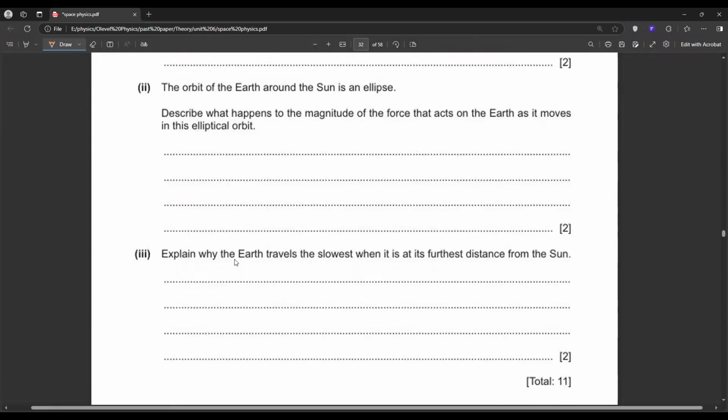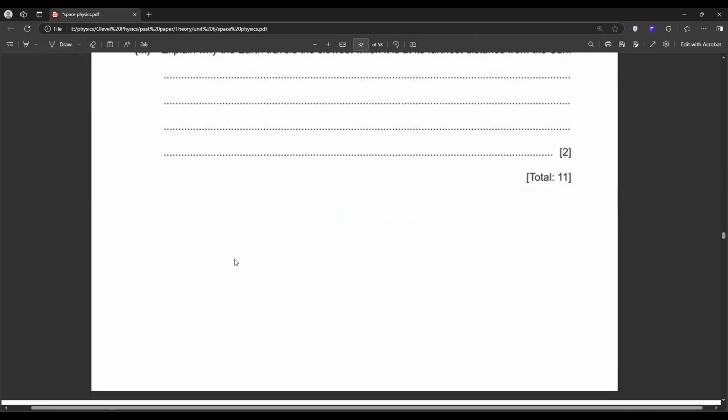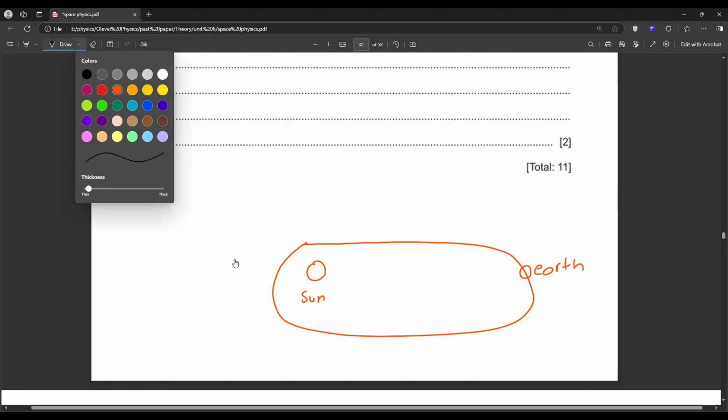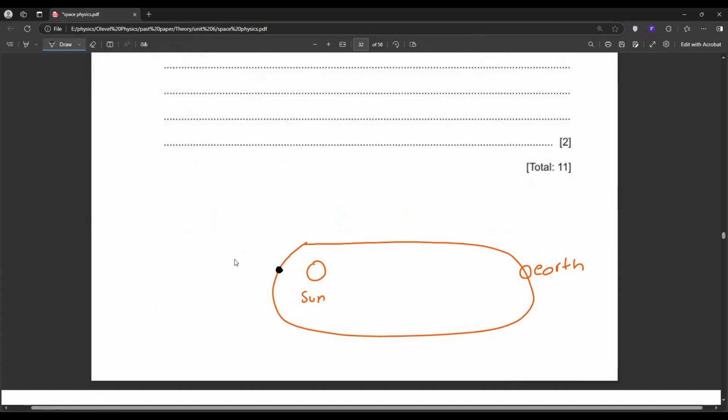The orbit of the earth around the sun is an ellipse. Perfect. Describe what happens to the magnitude of the force that acts on the earth as it moves in its elliptical orbit. So, how does an elliptical orbit look like? Let's say this is your sun, and your earth will move in an elliptical orbit like this. Let's say this is your earth. So, at the points where the earth is closer to the sun, let's say point A, the earth will experience a greater force. At the points where the earth is away from the sun, it will experience a lesser force.